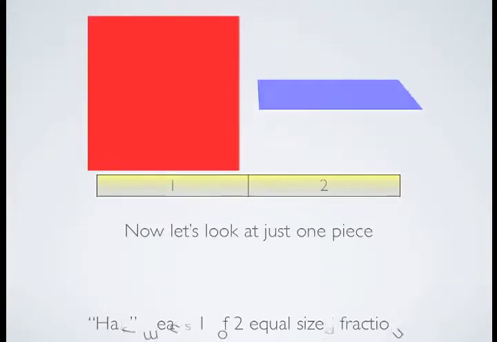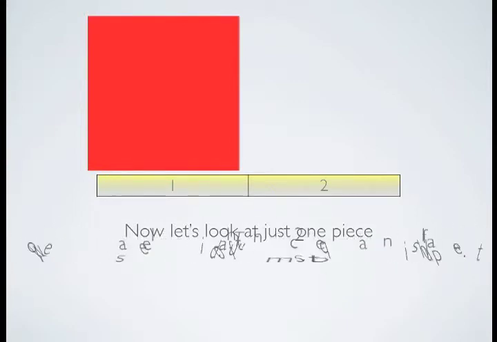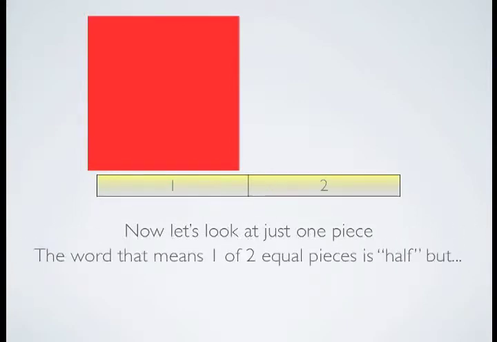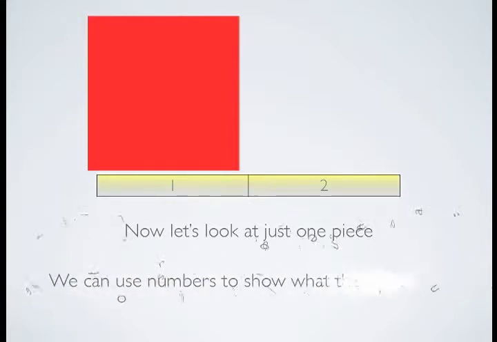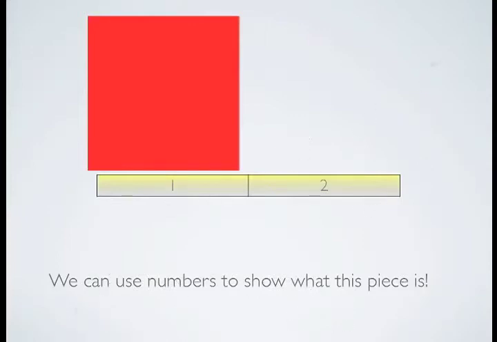Now, let's look at just one piece. The word that means one of two equal pieces is half, but we can use numbers to show what this piece is. Remember, we used the ruler to measure the rectangle before we cut it in half. So now, let's cut the ruler in half. Next, let's move the right half of the ruler under the left half.